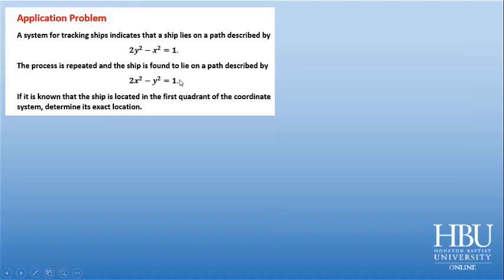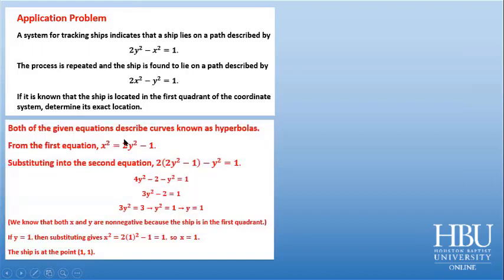If it's on both of these paths, then it is at a point of intersection for these two equations. We're told additionally that the ship is located in the first quadrant of the coordinate system. So we know that the x and y coordinates of the point of intersection that we're looking for are both positive. How can we solve this system of two equations? They're both nonlinear equations. Both of the given equations describe curves known as hyperbolas, as we've said.